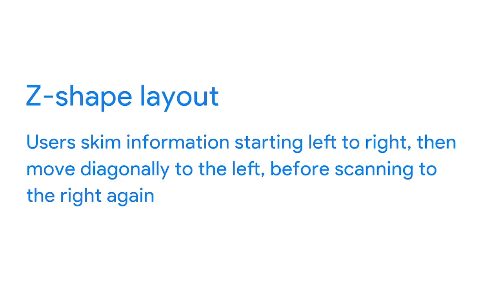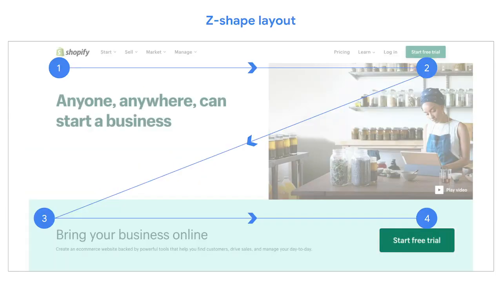On the other hand, a Z-shape is where users skim information starting left to right, then move diagonally to the left before scanning to the right again, like the letter Z. It also imitates the natural scanning pattern of Western users who read left to right and top to bottom. Z-shaped layouts are typically used for sites with less content like this. Keep in mind, anyone with a visual impairment would need accessibility support to navigate the page, but they would follow the same Z or F-shaped pattern through the information.